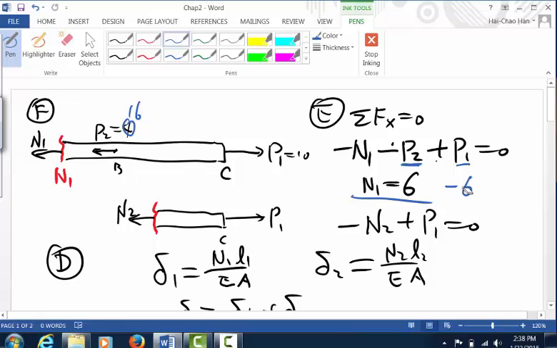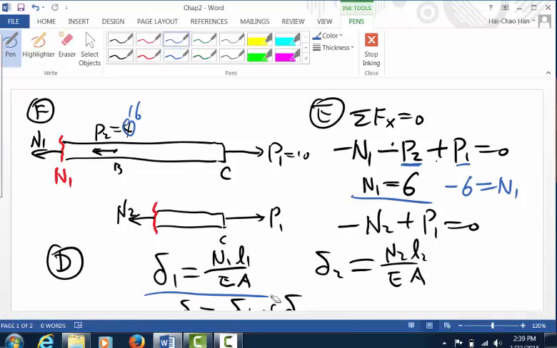That means I guessed wrong. It's not the tension there. So N1 should point the other way. It's compression. In other words, segment 1 will be under compression. Right? So you have basically N1 become negative 6. Now if you put it here, delta 1 will be negative. So that means it's shrinkage.